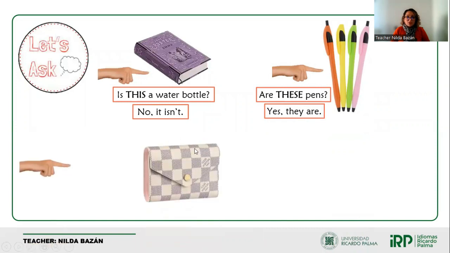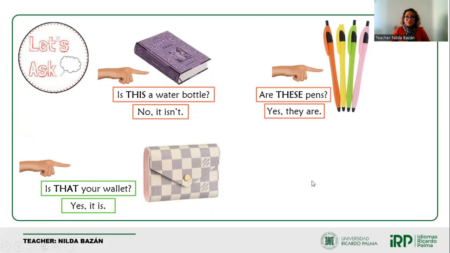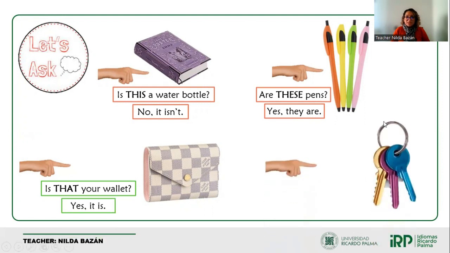Okay, look, I have one object. There is a distance. Look at my question. Is that your wallet? What do you think? Yes, it is. Great job. And finally, all right, you have some objects. There is a distance. Look at my question. Are those books? What do you think? No, they aren't, right? They are keys. Great job.